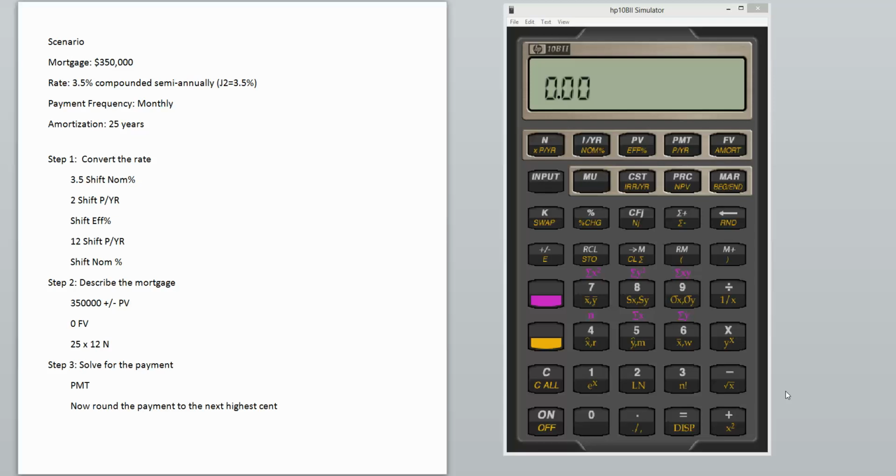Now let's have a look at using the HP10bII. On your screen you'll see a scenario to the left and the HP10bII simulator that we're going to use to show you how to effectively use this calculator. First off, you'll notice that the display shows 0.00. We need to change this display either to a floating decimal place or to 9 decimal places.